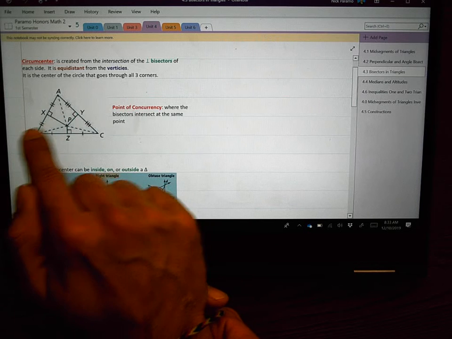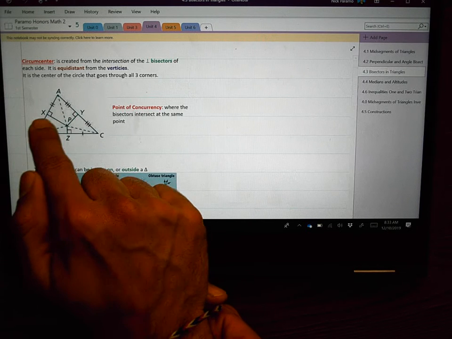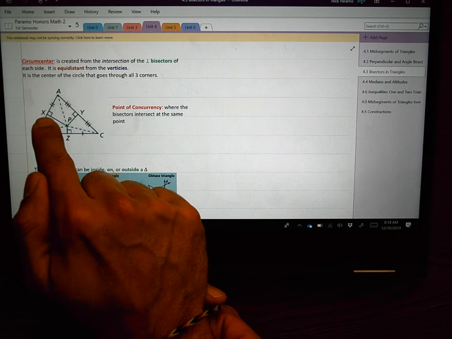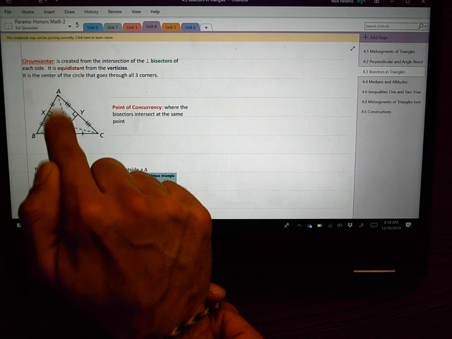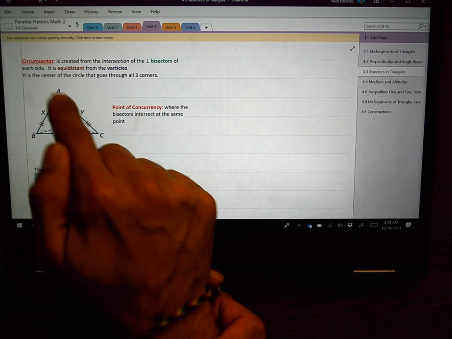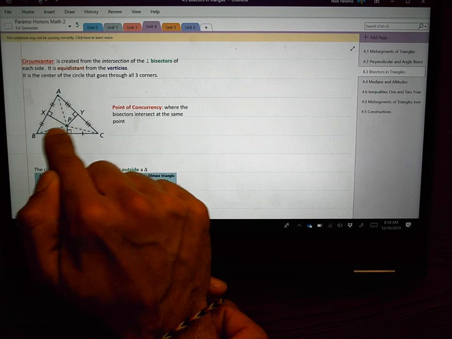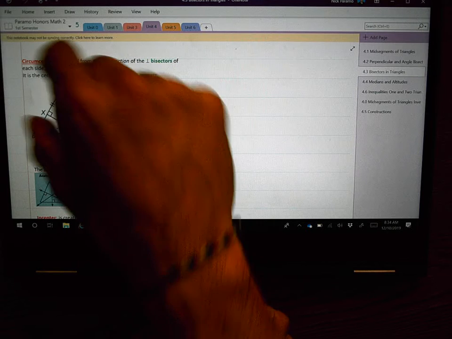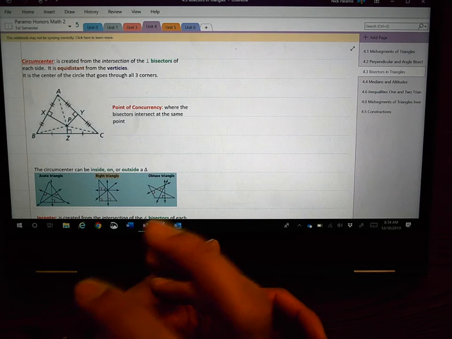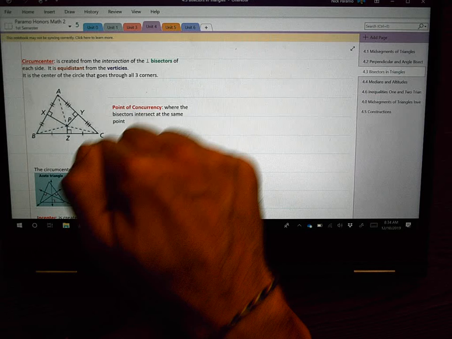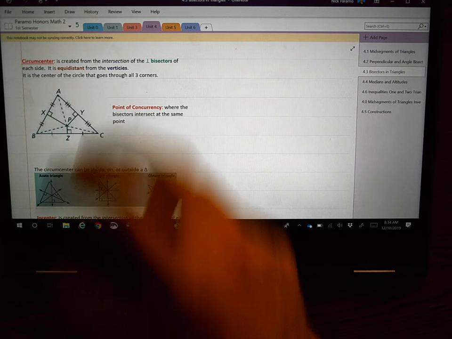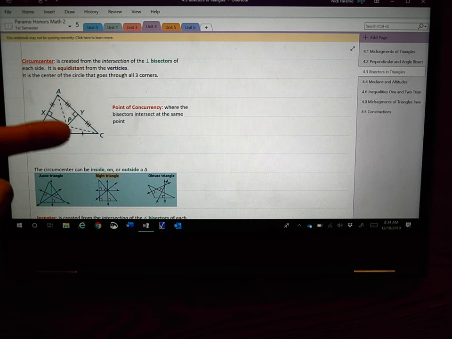When you take the perpendicular bisector of each side of the triangle, since they are equidistant to the endpoints, that makes point AP the same distance as PB, the same distance as PC. Those distances are all the same. That means that you could technically draw a circle through all three vertices because they're the same distance apart from that circumcenter.